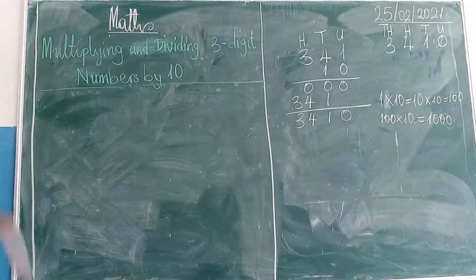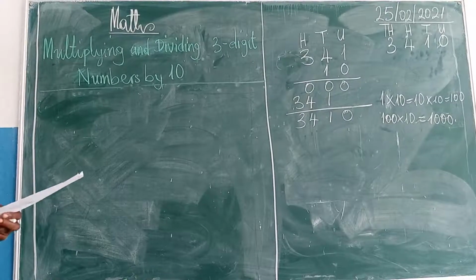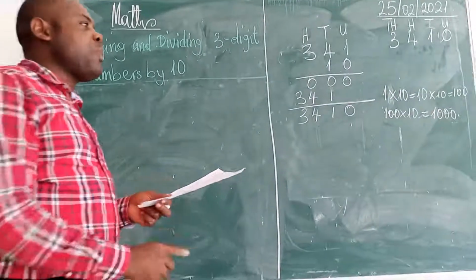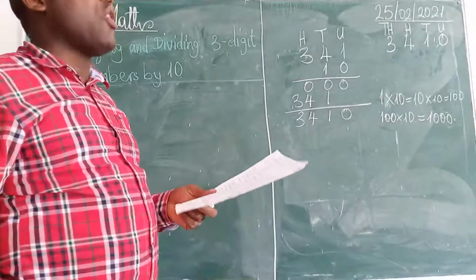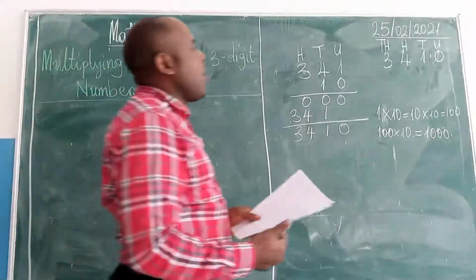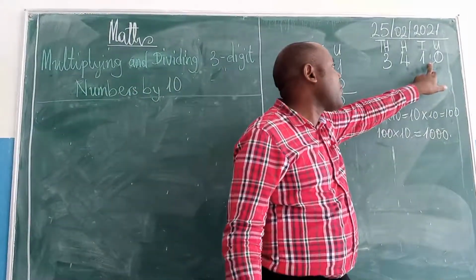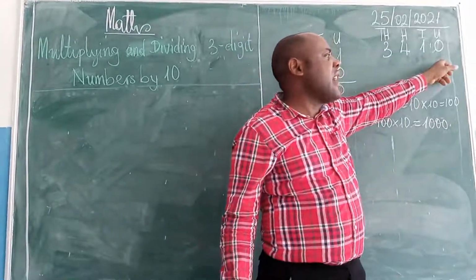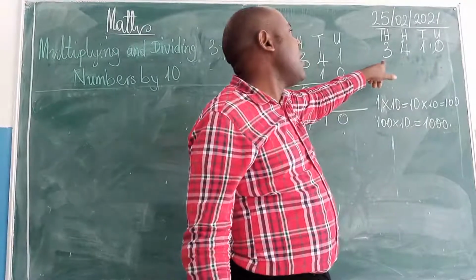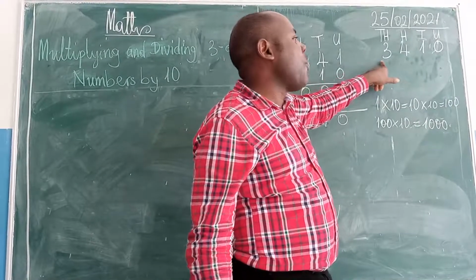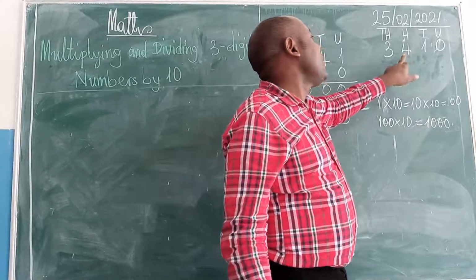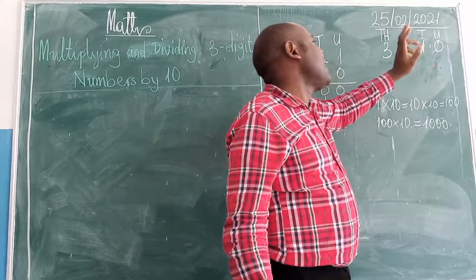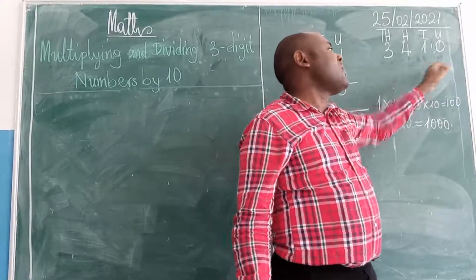Again, when we are dividing any number by 10, since division is the opposite of multiplication, instead of the number shifting to the left side, it will shift to the right-hand side. It means that the thousands will be divided 10 times, the hundreds will be divided 10 times, and then the tens will be divided 10 times.